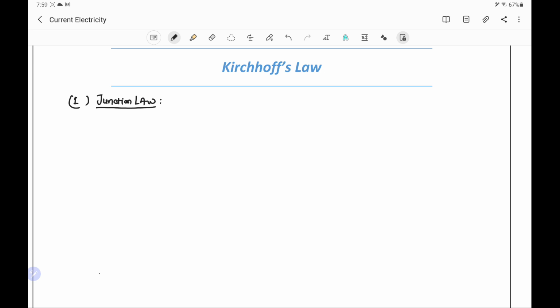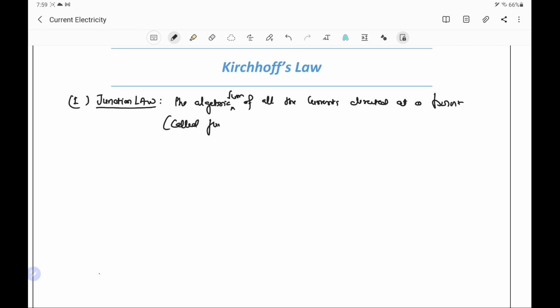As per the junction law, the algebraic sum of all the currents directed at a point, that is called a junction, where two or more wires meet, is 0. That means summation of I equals 0.